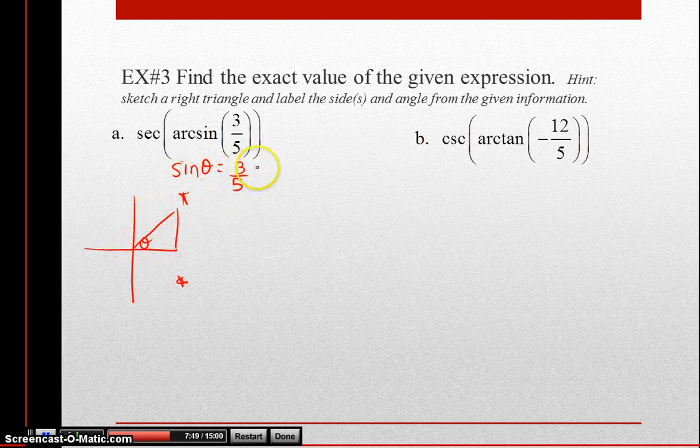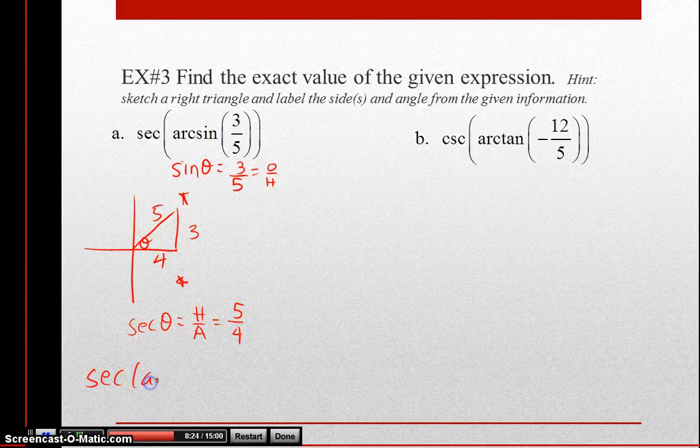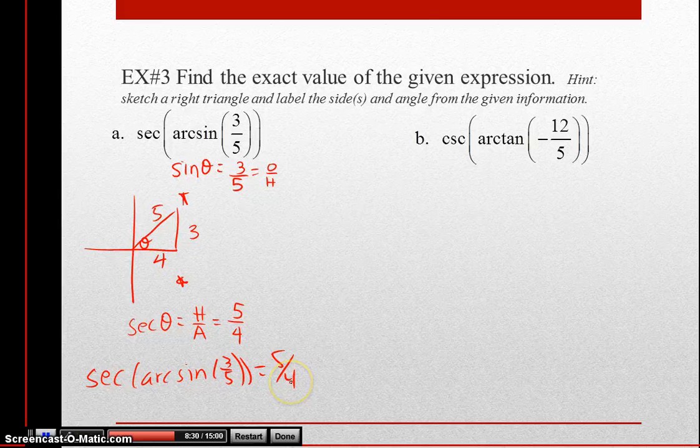Here's theta. The sine is our opposite over our hypotenuse. So this is 3, our hypotenuse is 5. And we want to find this other side down here. This is a Pythagorean triple, so it's going to be equal to 4. So now since we defined what our arc sine is, we want to find the secant of that angle. So the secant, we know, of the angle is our hypotenuse over the adjacent. So the secant, we said, is 5, the adjacent is 4. So the secant of the arc sine of 3 over 5 is equal to 5 over 4.